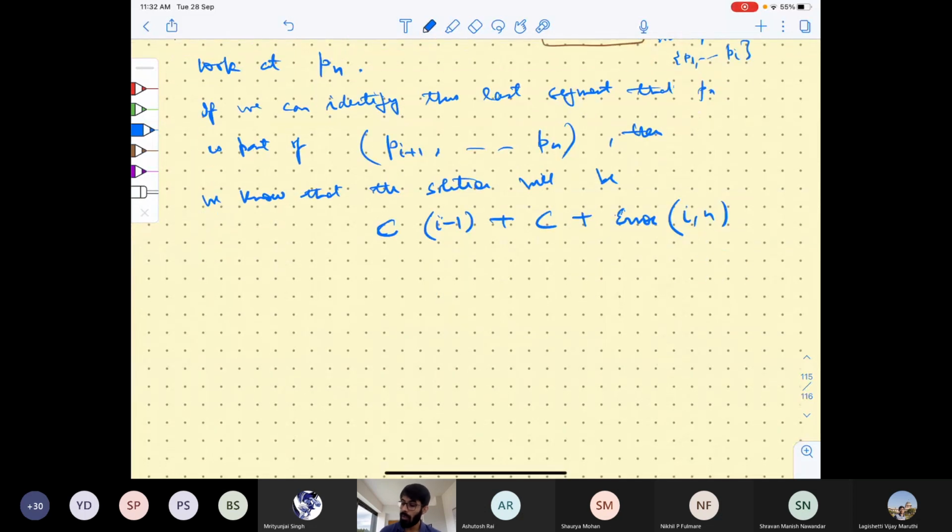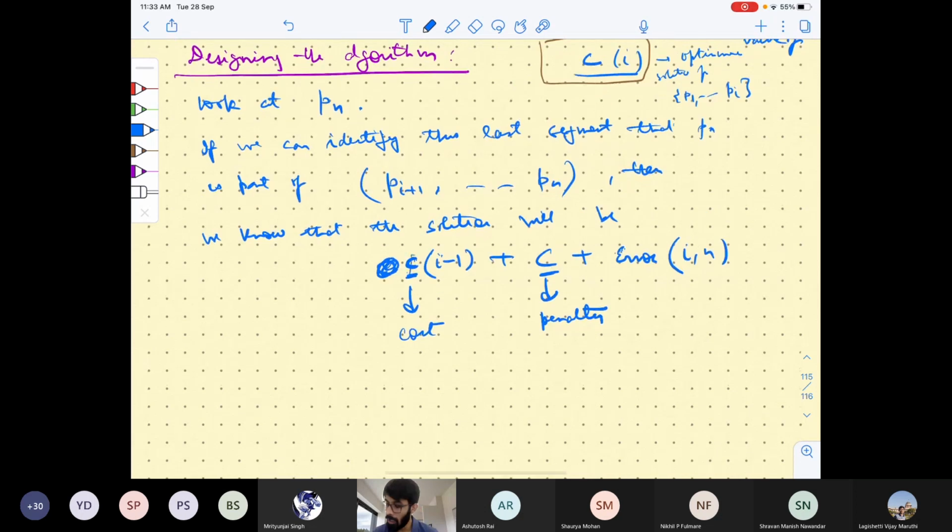So what does this mean? This C is cost. I hope you can understand that this capital C and this cost are different. This is capital C, the penalty, and this is the cost. Or maybe I should just use opt. Cost is the cost, so I should use opt.